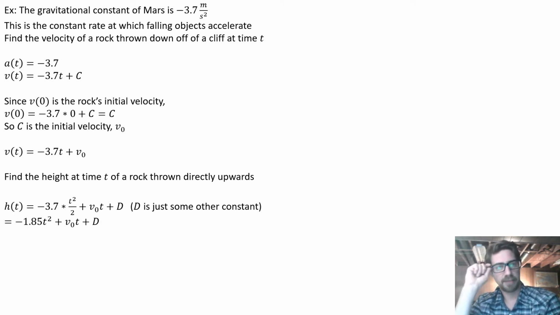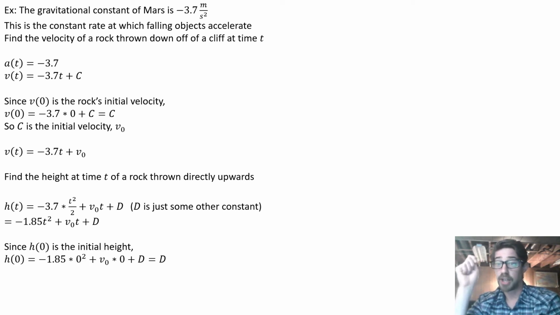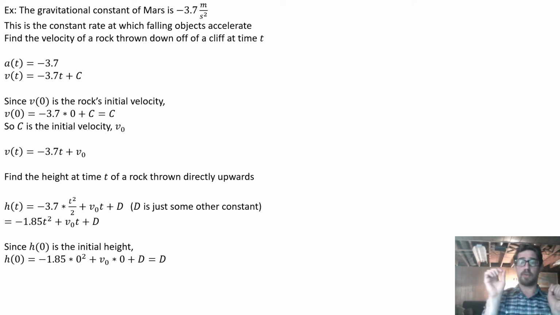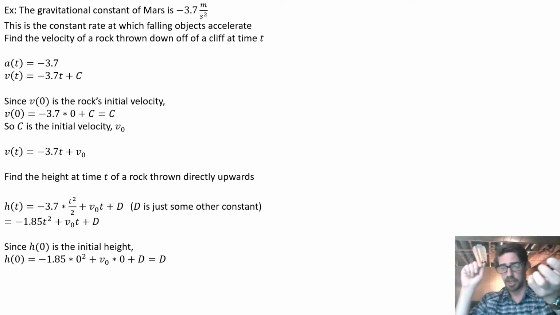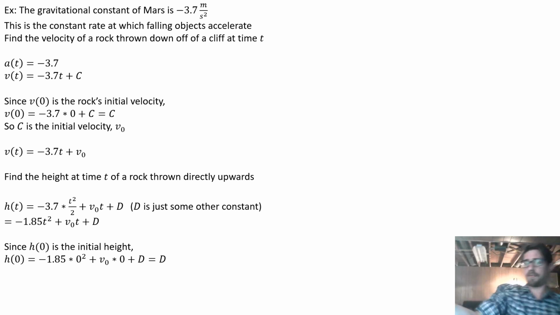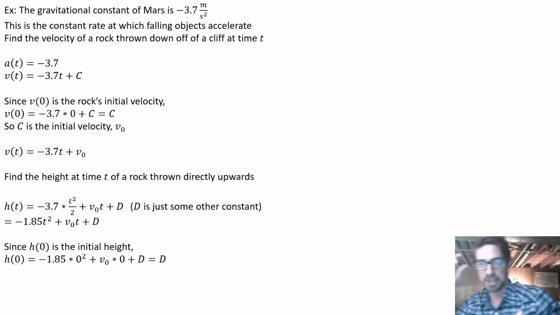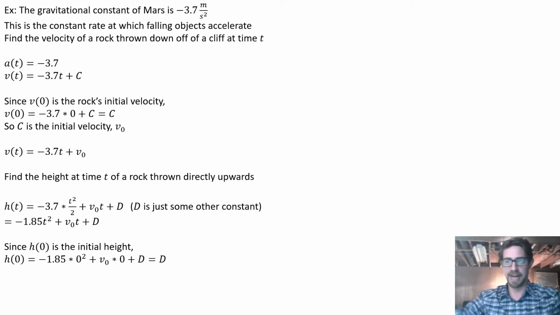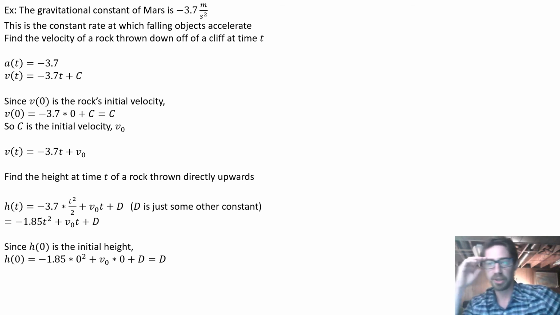First, we clean it up. Negative 3.7 over 2 is negative 1.85. So it's negative 1.85 t squared plus v naught t plus d. The units we'll worry about at the end. Okay, so h naught is the initial height. If you were laying on the ground when you threw the rock, the initial height is 0. If you're 6 feet tall and you throw the rock, the initial height is 6. If you're standing on the top of a cliff, hanging your hand over the cliff, and you throw it up in the air, right? The initial height is however high up off the cliff your hand is at that time. Okay, so the initial height could be 0 or it could be anything depending on where you're standing and what you're standing on.